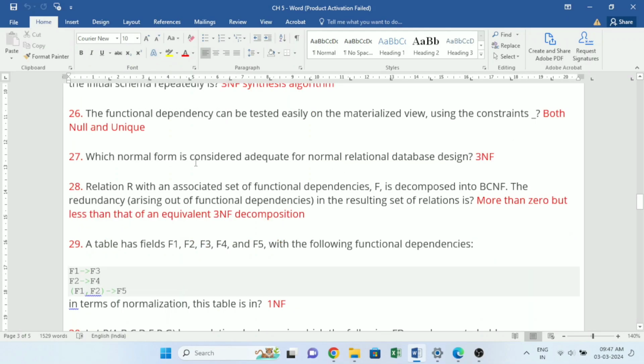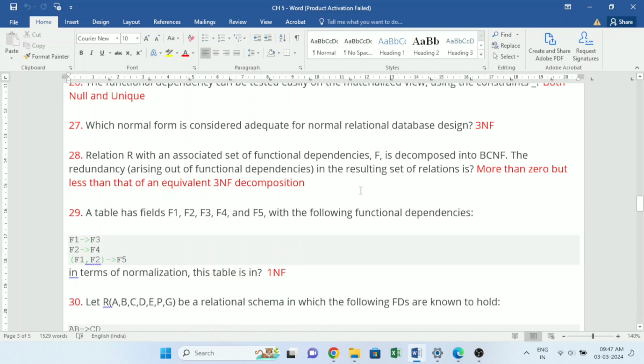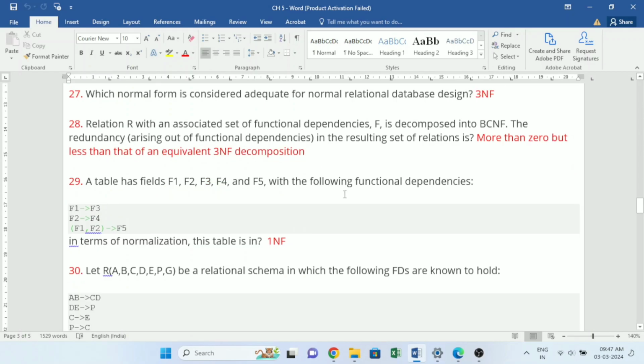Which normal form is considered adequate for normal relational database design? 3 NF. 28. Relation R with an associated set of functional dependencies, F, is decomposed into BCNF. The redundancy, arising out of functional dependencies, in the resulting set of relations is more than 0 but less than that of an equivalent 3 NF decomposition.